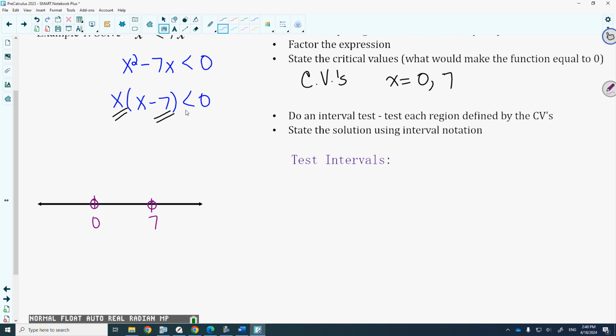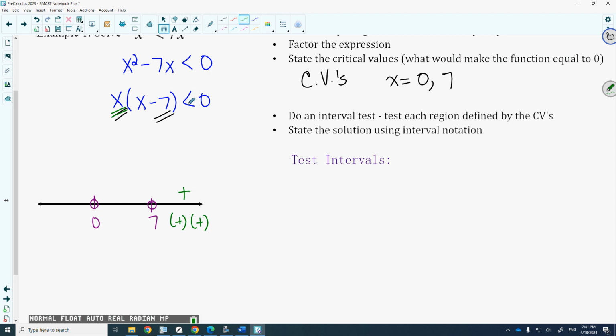Now we're going to do test points. I'm going to pick a number greater than 7 and put it into this factored expression. I'm going to pick the number 8. When I put 8 here, that gives me a positive number. If I put 8 here, 8 minus 7, I don't need to know what the number is. I just care if it's positive or negative. 8 minus 7 is a positive number. Two positive numbers multiplied give me a positive, which means this solution set is greater than 0.